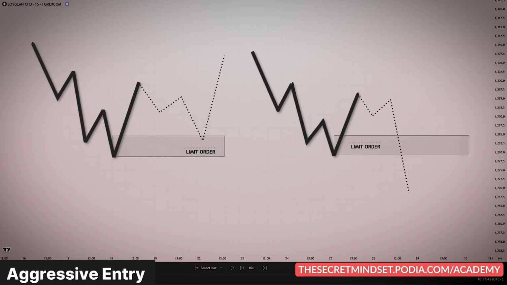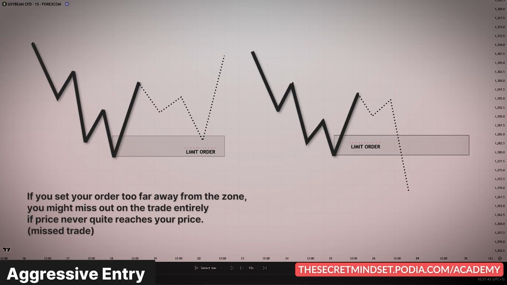However, there are a couple of potential downsides to this aggressive strategy. If you set your order too far away from the zone, you might miss out on the trade entirely if price never quite reaches your price. Or, the second scenario, price might just break through your zone with ease.